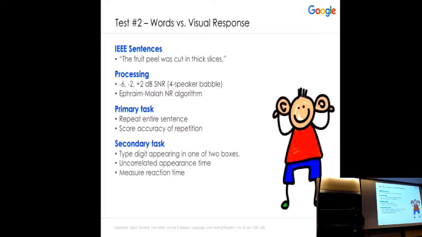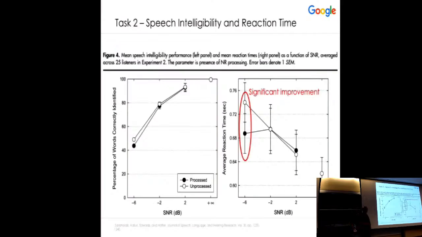And at the same time, they had to look at a screen and type a digit into a box when it appeared on the screen. So type the digit, and the secondary task and the primary task were uncorrelated. And what we want to do is measure the reaction time. So either task by itself is fairly taxing. Together, it's a really hard task, and we wanted to look at performance, or they wanted to look at performance. These are the results I got.